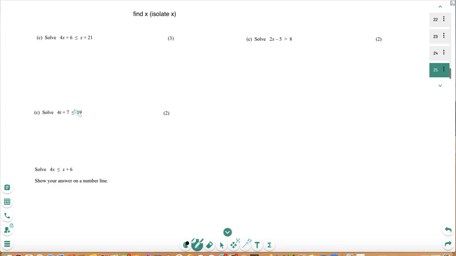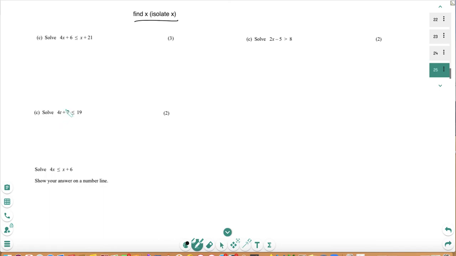Guys, don't get confused with this inequality sign. Just pretend it's an equal sign, okay? So, our goal is to solve. Solve just means to get t all by itself. So t is being multiplied by 4, then added by 7. So how do you get rid of that? Should we get rid of the 4 or the 7 first?